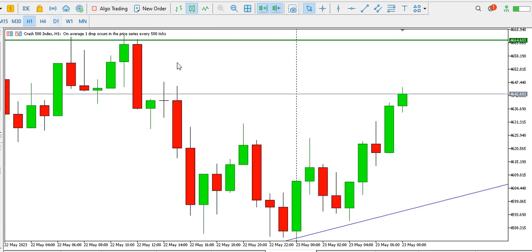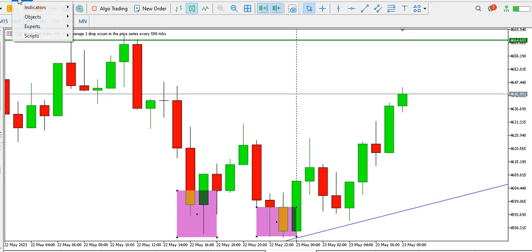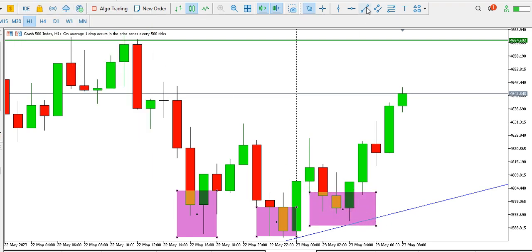On the 1 hour time frame, we can see an inverted head and shoulders. This is our left shoulder. This is the head, inverted head, and this is the right shoulder. You can see that price has broken the neckline. This is the neckline, it has been broken, and we have a retest, and price continues to go up.